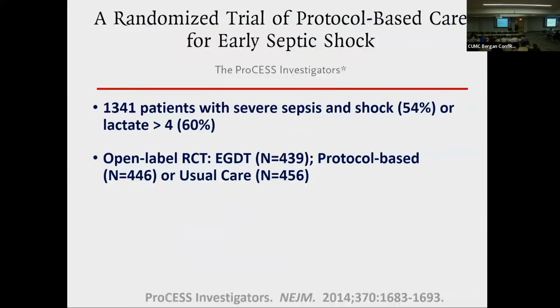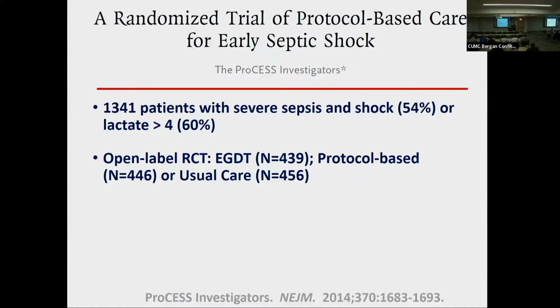There were still lots of questions about this. And so ProCESS, ARISE, and ProMISe are three studies that tried to replicate Manny Rivers' early goal-directed therapy. What you should know, and you'll see this with ProCESS, is that care had changed during this time. So the usual care arm in these trials is almost assuredly different than the usual care arm that Manny Rivers had in his initial early goal-directed therapy arm.